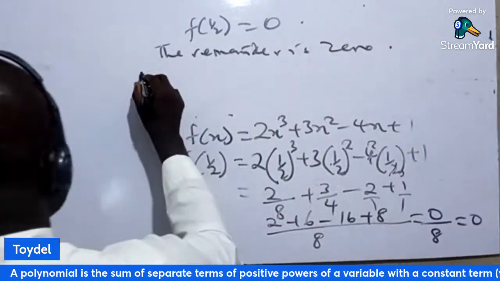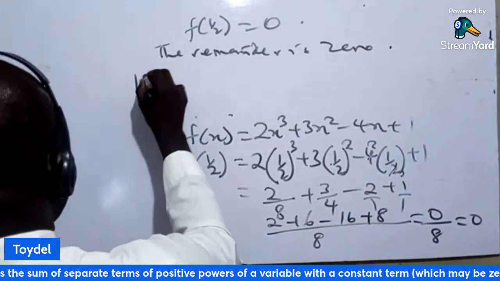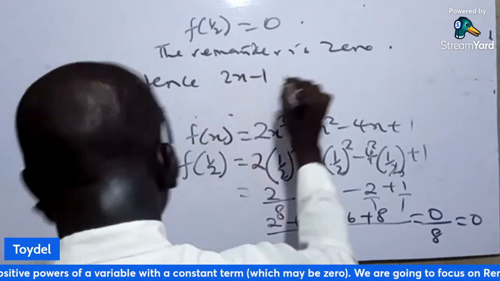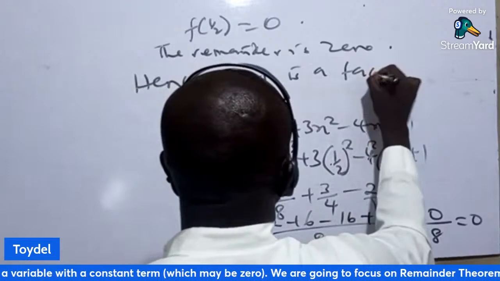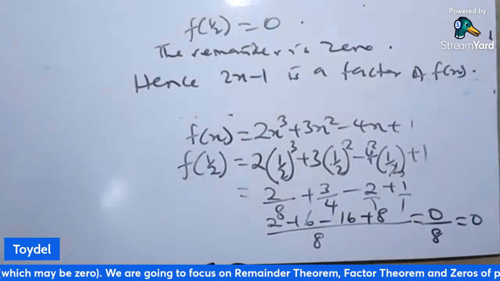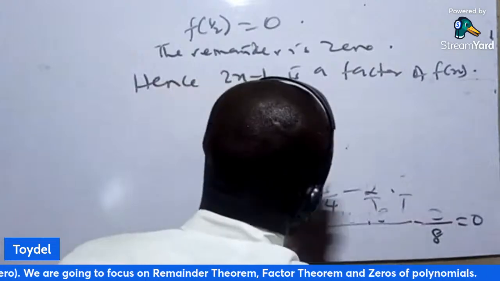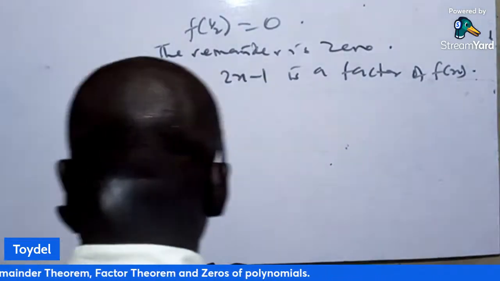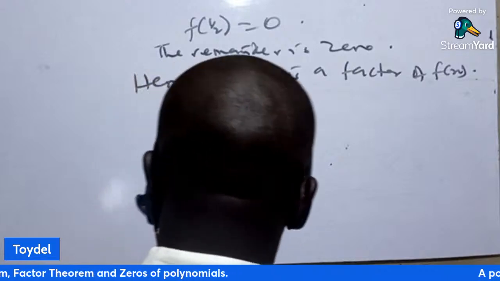So the remainder in this case is 0. So what can we conclude? What can we draw from this? Hence, we just say 2x minus 1 is a factor of f of x. And that is the conclusion. 2x minus 1 is a factor of f of x. That's the conclusion. So we take another example.